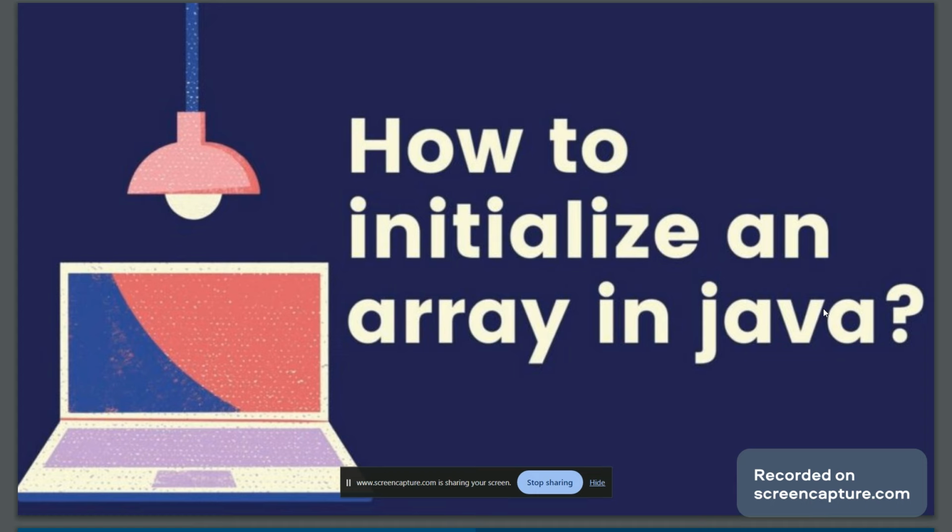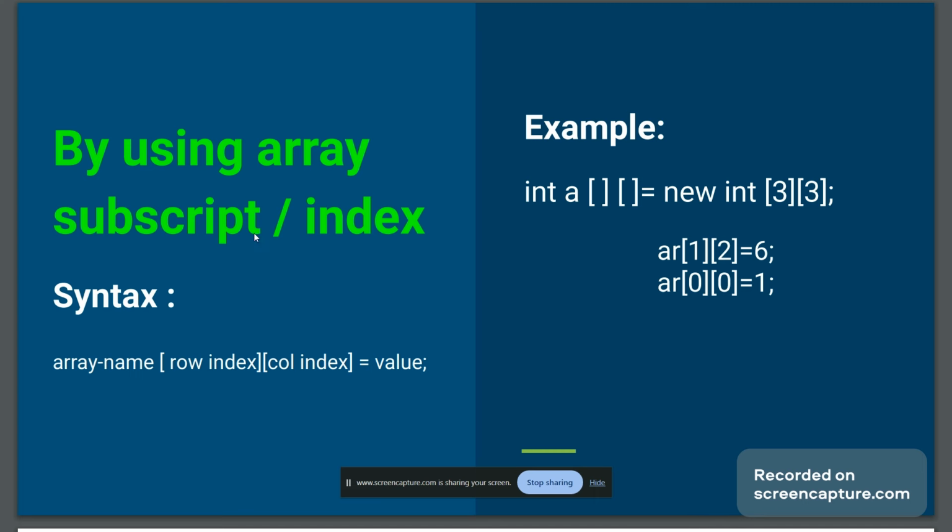Now how to initialize this two dimensional array in Java? Again by using individual index or subscript. Suppose I have created a 3 by 3 array, so I have to give the row number in the first square bracket and the column number in the second square bracket and equal to value. Suppose AR of 1, first row and second column, I want 6 value.